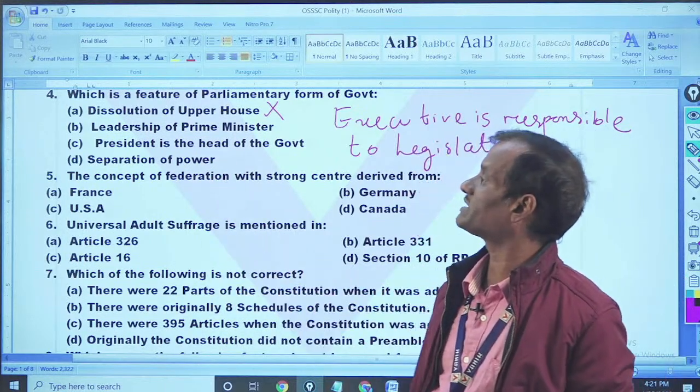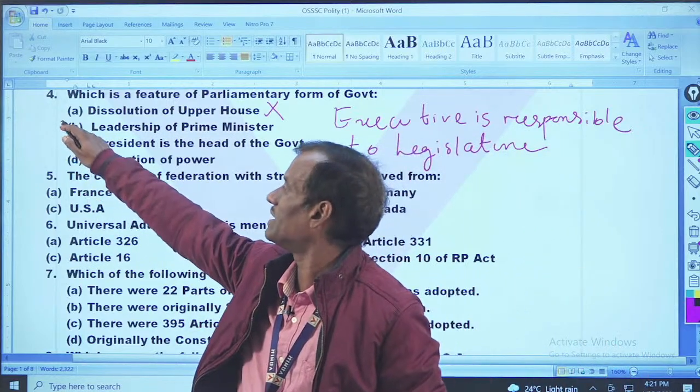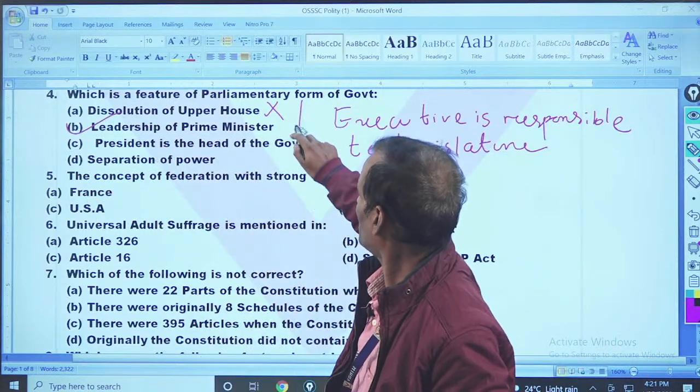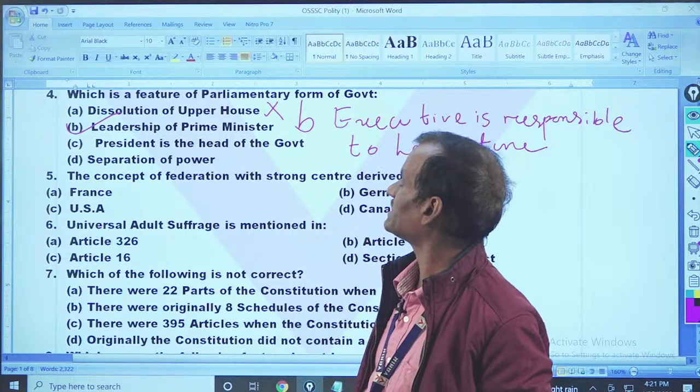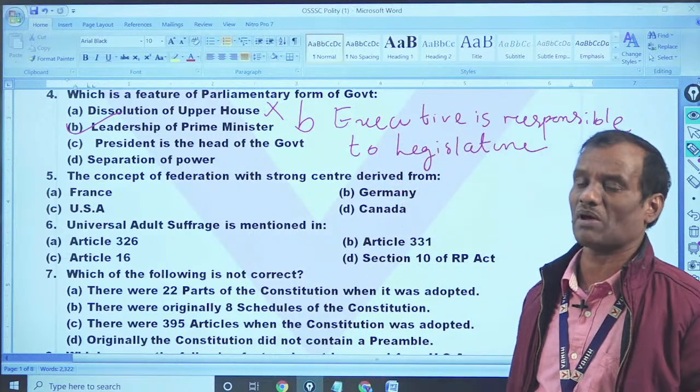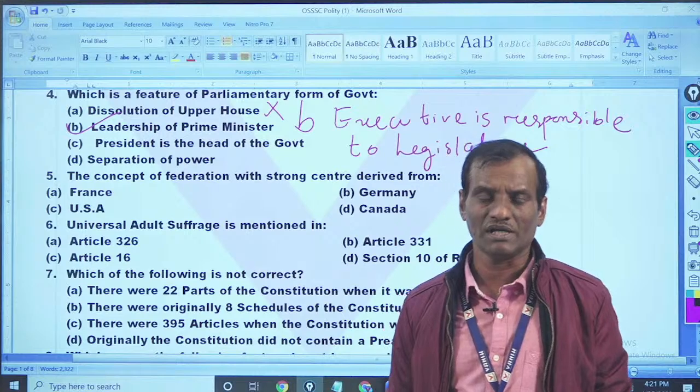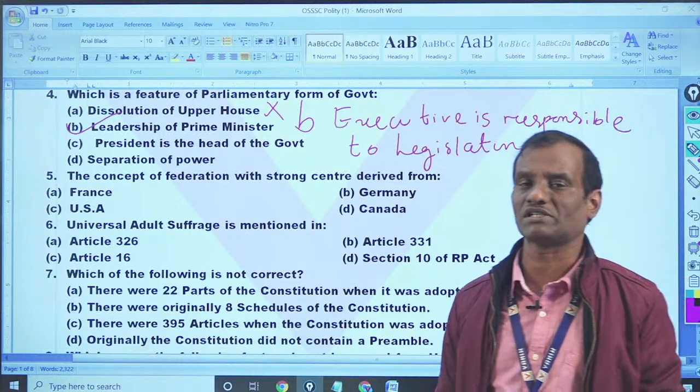Leadership of Prime Minister is a feature of parliamentary government. Answer is B. President is not the head of the government in a parliamentary democracy. In a parliamentary democracy, Prime Minister is the head of the government.